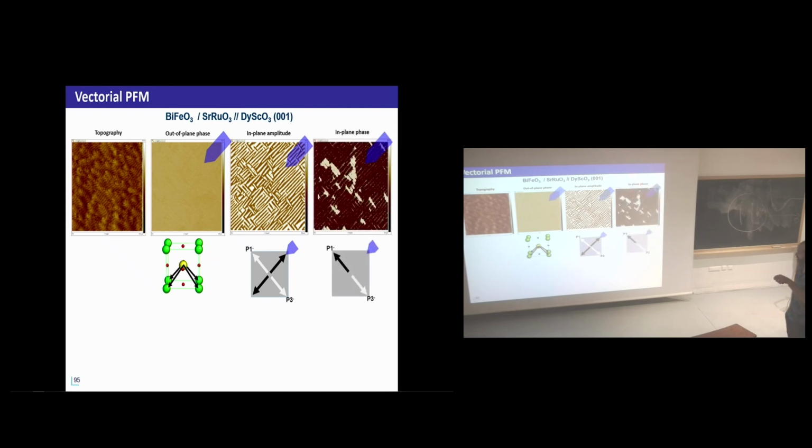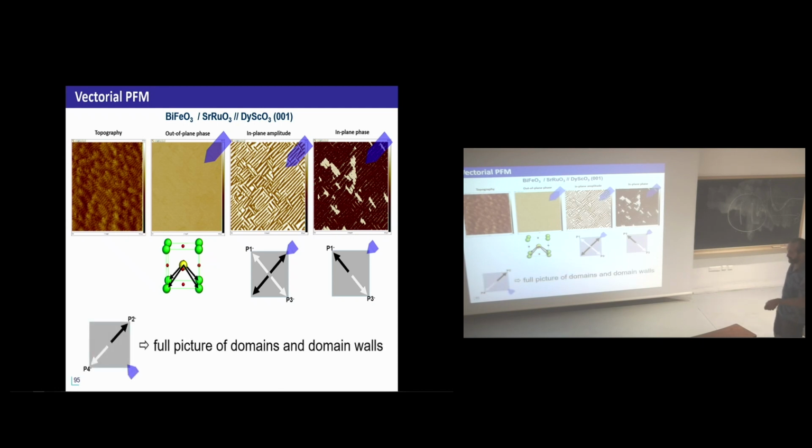If I look at the in-plane phase now, it's the same measurement. I can make the difference because here, if it's P1, it's black. If it's P3, it's white. And if it's one of the others, it's black too. But I don't care. I know where my interesting projections are. Then I can rotate the sample by 90 degrees. I do exactly the same thing. And then I have full pictures of my domains, and so the domain walls too.